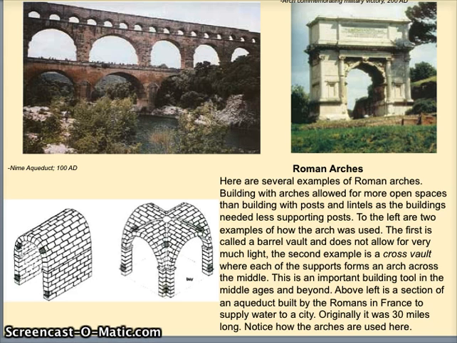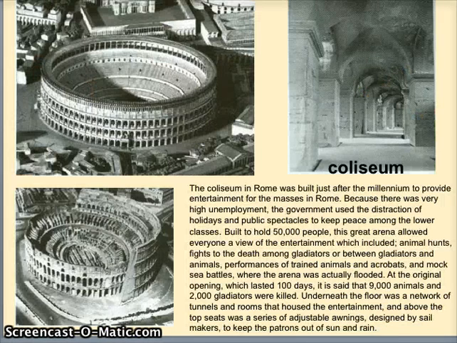Above left is a section of an aqueduct built by the Romans in France to supply water to a city. Originally, it was 30 miles long. Notice how the arches are used in this case. It's called the Nîmes Aqueduct. And on the right is an arch that was used to, guess what? Celebrate military victory.